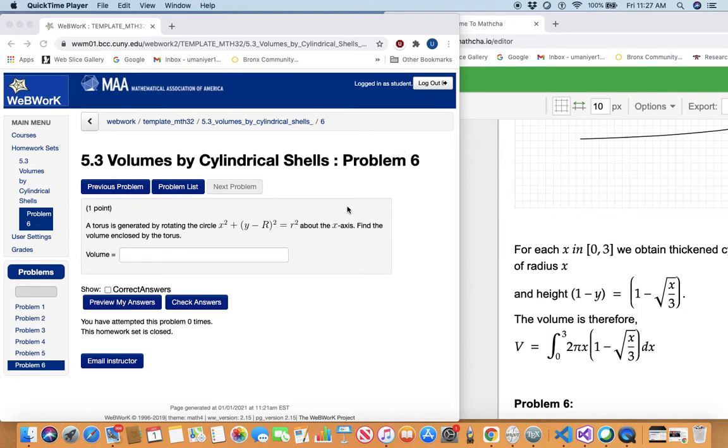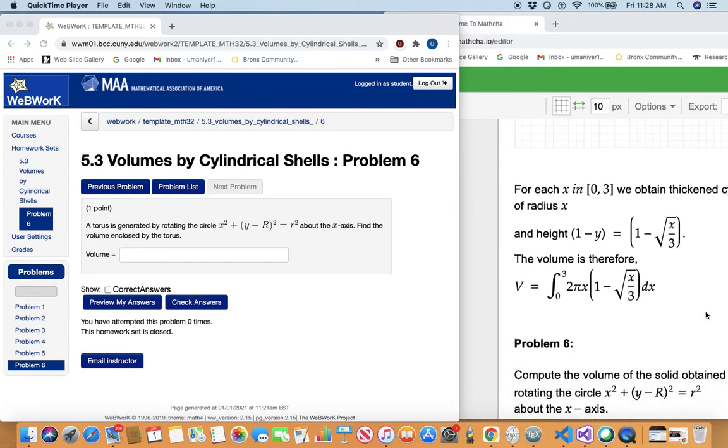Come back. Problem 6. A torus is generated by rotating the circle x squared plus (y minus R) squared equals r squared, little r squared, about the x-axis. So notice, what is this? This is a circle that represents the y coordinate of your center, okay? And that's the radius of your circle.